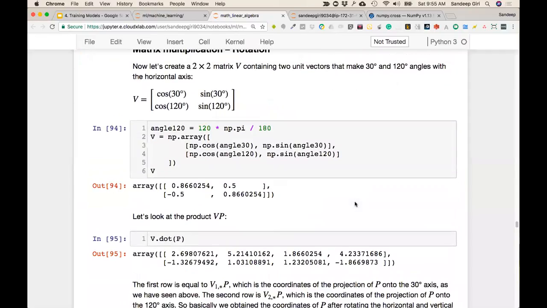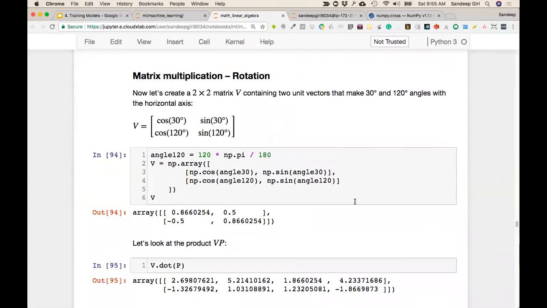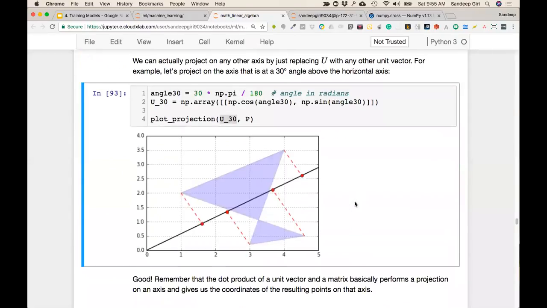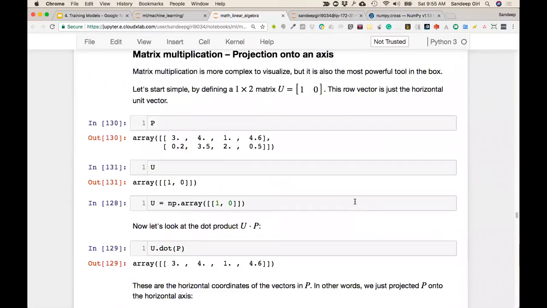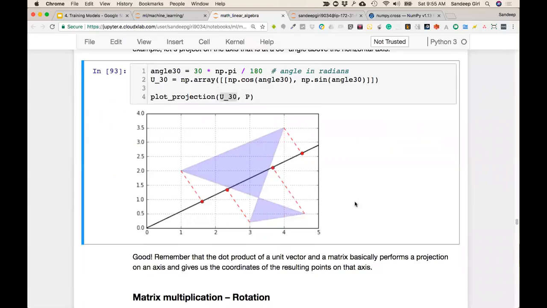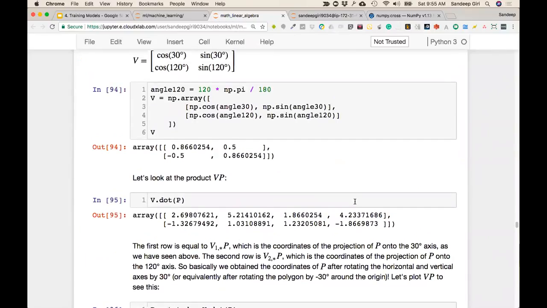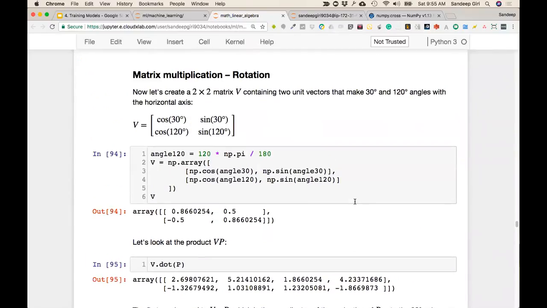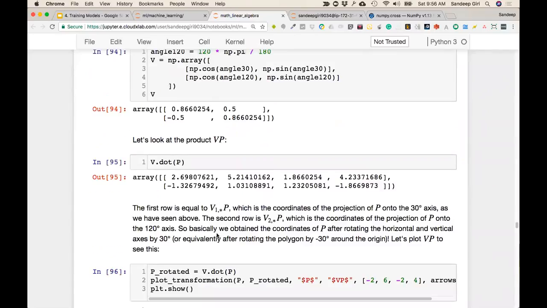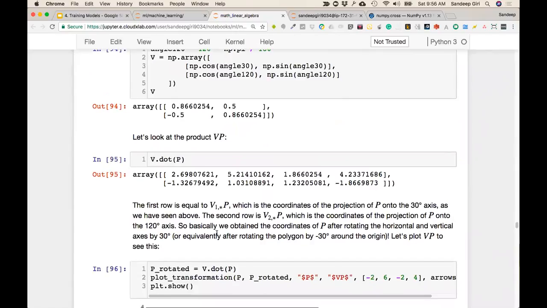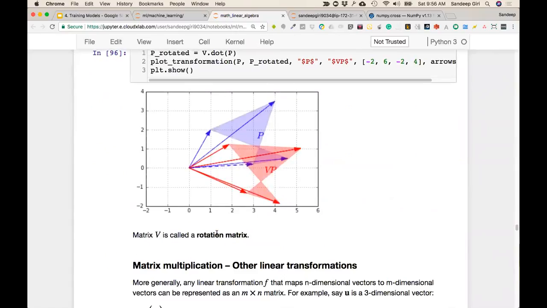Okay, the other use case of matrix multiplication is to do the rotation. Okay, so let's say we have a matrix containing various angles, and we do the dot product of this matrix, then we'll be able to rotate it. Let me show you a diagram.